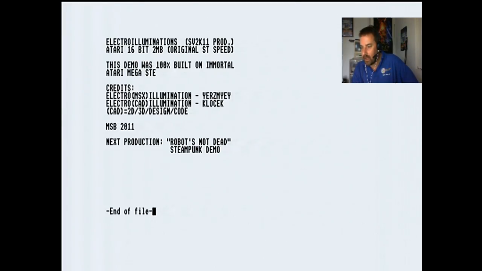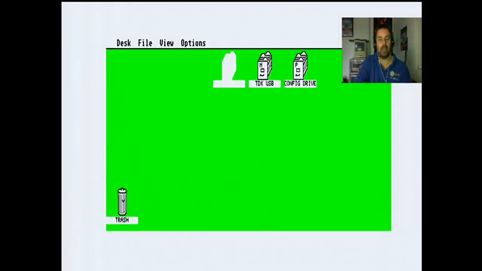OX says, ironically, the TI is one machine I've never owned, despite doing the game base. Really? That's amazing. So how did you get involved with doing the game base then, if you never owned a machine? Atari 16 megabit, 2 megabyte, original ST speed, 100% built on Immortal Mega STE. On the Immortal STE, I suppose. Okay.